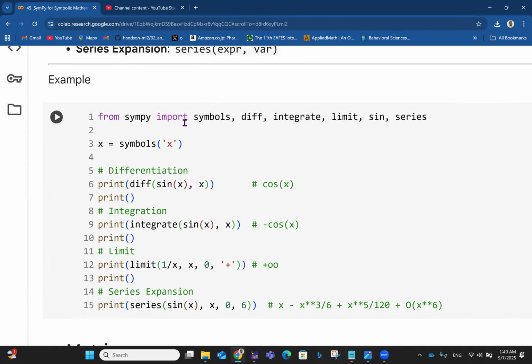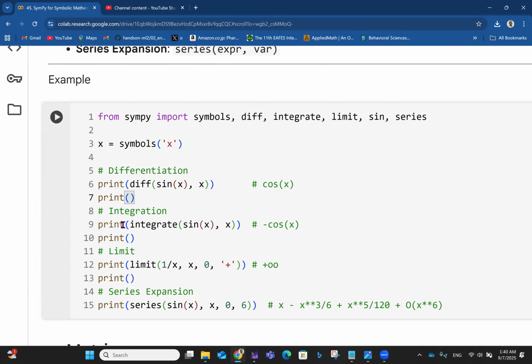So from SymPy, import symbols, diff, integrate, limit, sin, and series. So imagine that you have X, and you say symbols X. So you're saying that X is going to be a symbolic X, not X taking a numerical value. So imagine you now want to differentiate. So for differentiation, you want to print the differentiation of sin X with respect to variable X. Of course, you expect that to be cos X for sure.